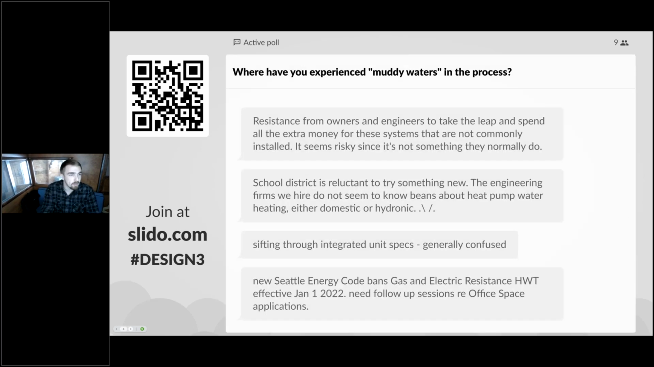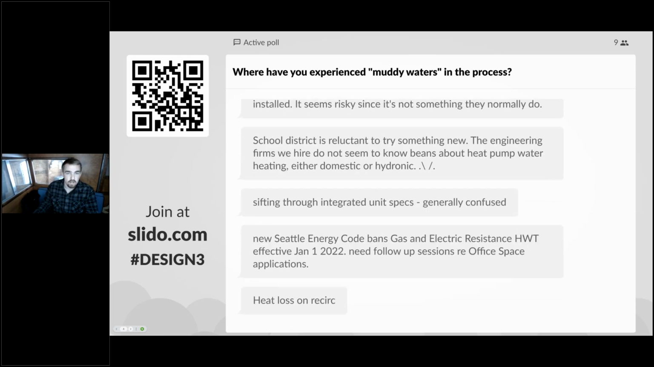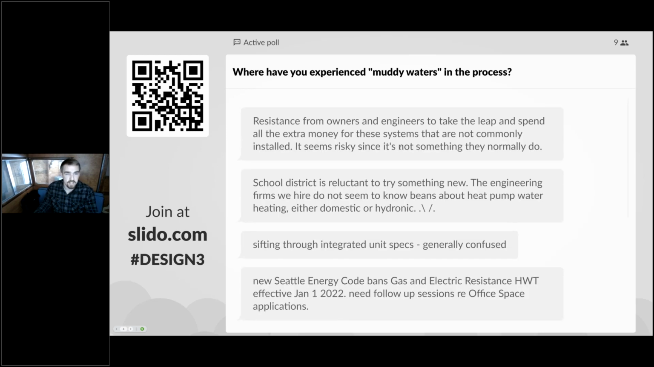So, muddy waters in this process: we have resistance from owners and engineers to spend all the extra money for these systems that are not commonly installed. Yeah, it seems risky since it's not something they normally do. And that's really relevant to today, because the technology is there, but there aren't a lot of designers and installers that have implemented it. So when you're installing these systems, that means extra time and money spent to understand how to do it right. And luckily with DNR, there's a lot more education and content coming out fairly quickly to address some of these concerns.